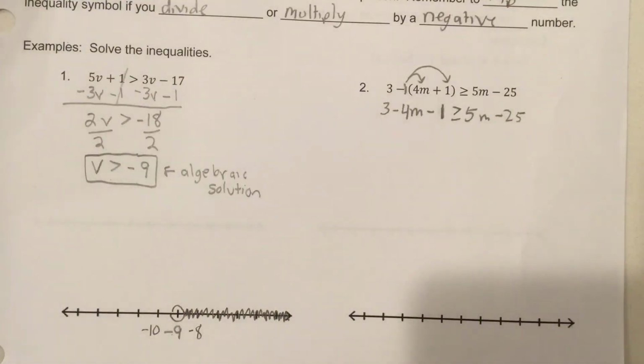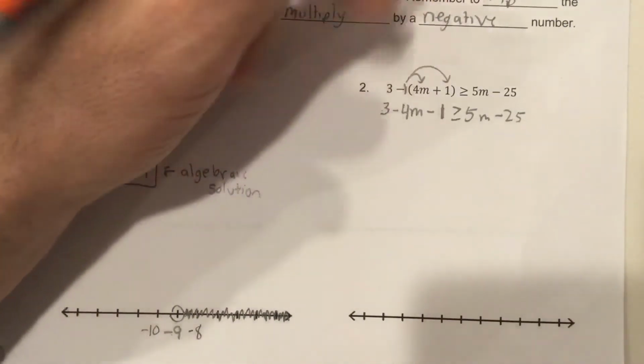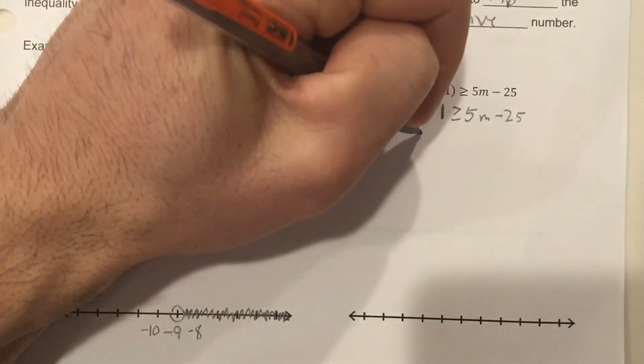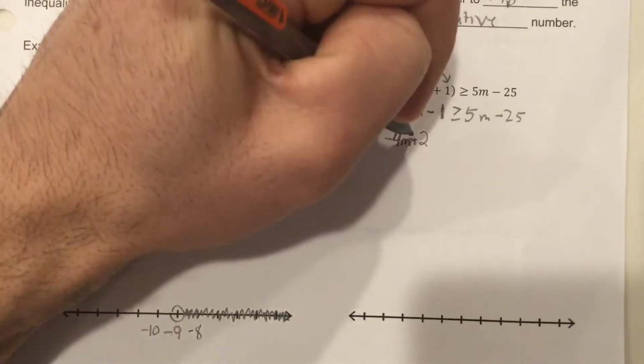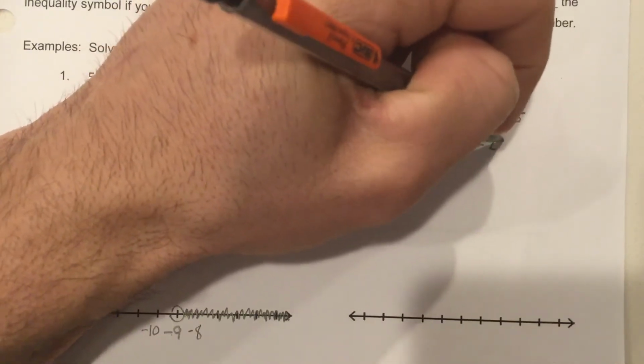Before I start moving variables around, I'm going to combine like terms. So on the left-hand side, I have like terms, 3 minus 1. Remember, when they're on the same side, you just combine them. 3 minus 1 is 2. I have -4m and a plus 2. It's greater than or equal to 5m minus 25.